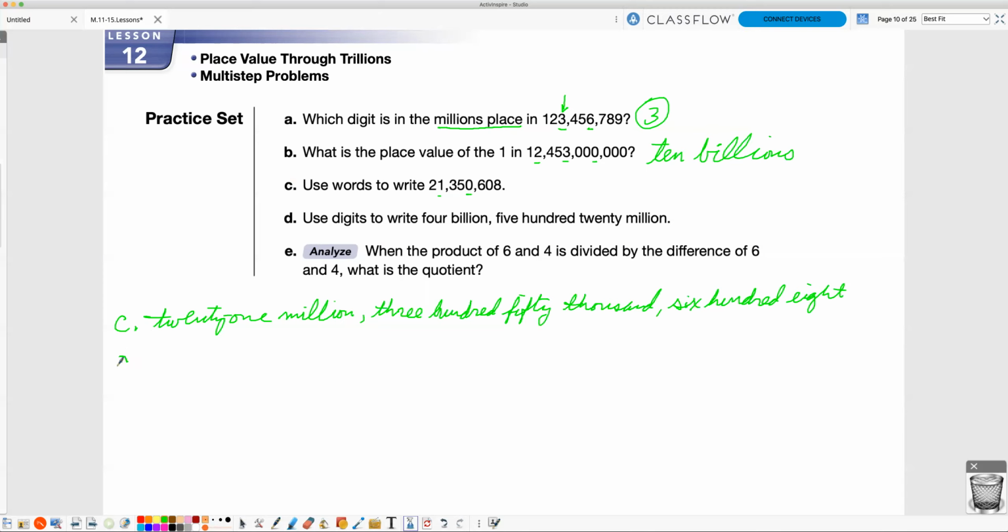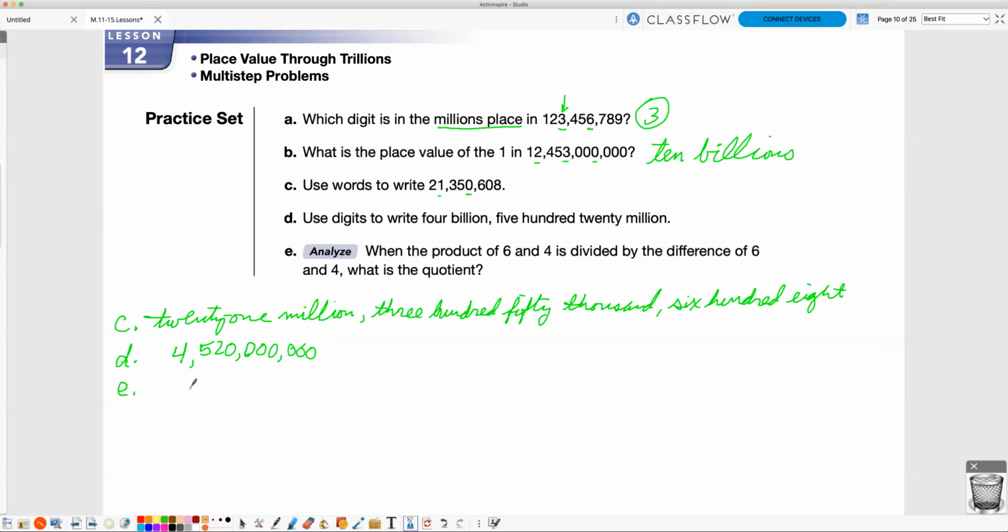All right, let's do letter D. Use digits to write 4,520,000,000. So that would be simply this. 4 billion is in this place value. I need to make sure that I've got 520 after that. And then there's no other numbers in there, but we have to have the place value be correct. And it has to be in the billions place. Right now I've only got it in the millions place. So if I ended there, it'd be incorrect. I need to make sure it goes that far. Here's the thousands place, the millions place. Now I'm in the billions place. 4,520,000,000.